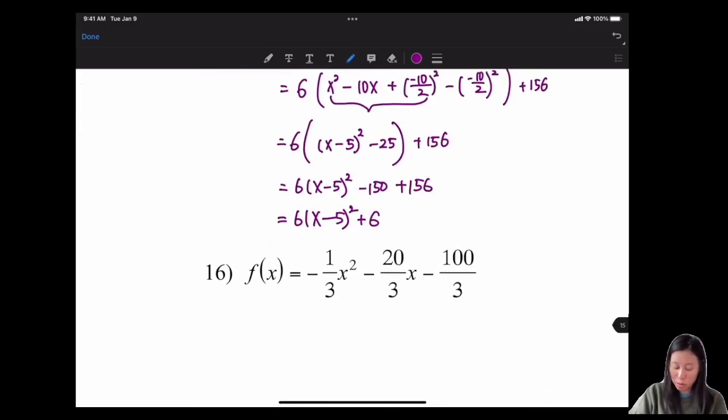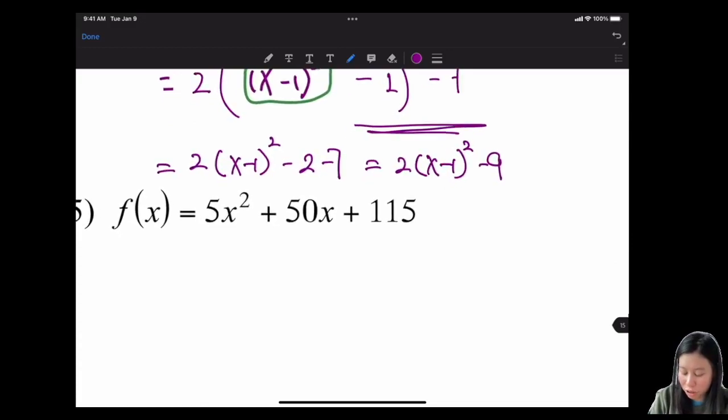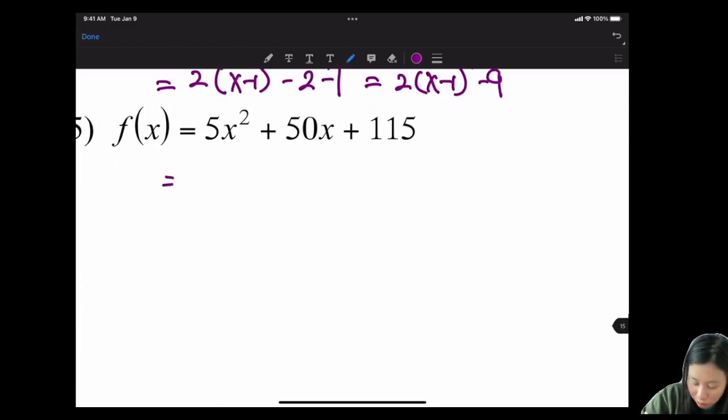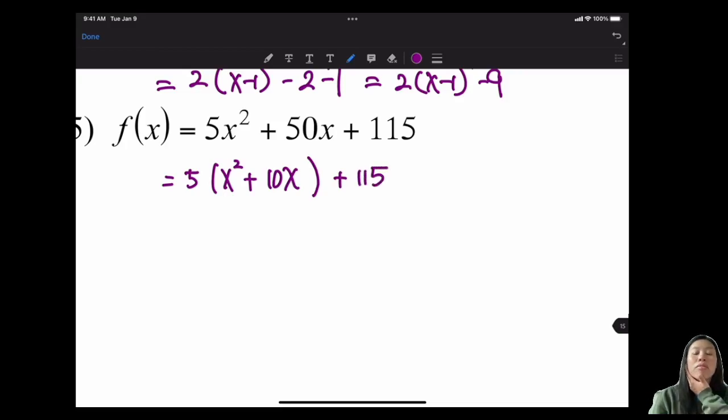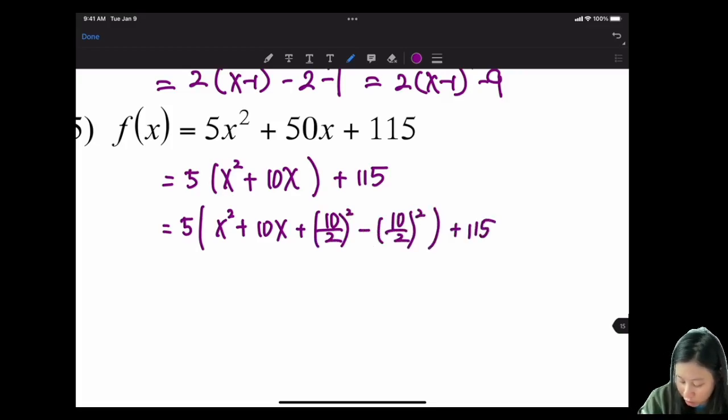Okay, we have 2 more exercises. I'm going to finish it. This one, factor the 5 out. That would be your first step. So 5 times x squared plus 10x plus 115. And then what do you need to add? You add half b squared, which is 10 over 2 squared, minus 10 over 2 squared, plus 115.